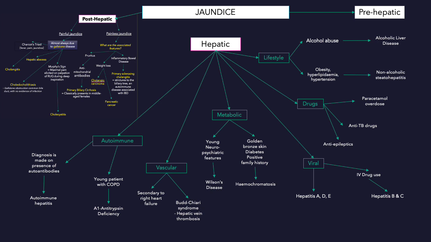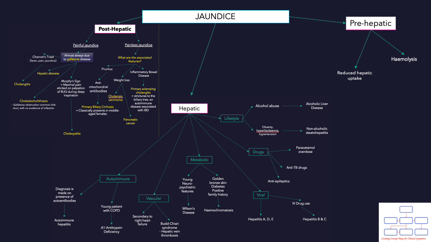Autoimmune causes should also be excluded, and diagnoses can be made with the presence of autoantibodies, and this will form part of your full liver screen, so you won't miss that. And if you have a young patient presenting with COPD who's also a non-smoker and has liver failure, you should suspect alpha-1 antitrypsin deficiency.